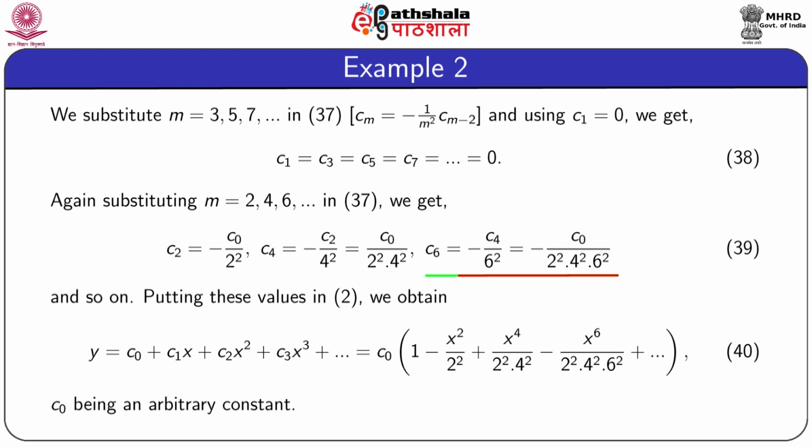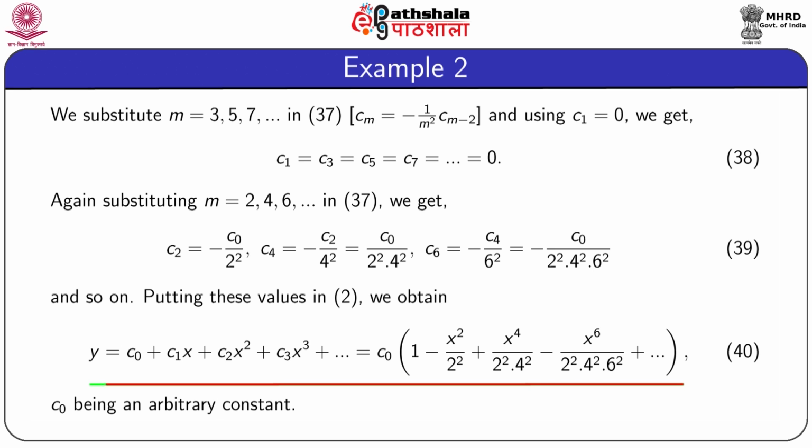And similarly, we can calculate c 6 is equal to minus c 0 divided by 2 square, 4 square, 6 square, and so on. We substitute all these values in equation 2, and we will get y equal to c 0 multiplied by 1 minus x square by 2 square plus x to the power 4 by 2 square 4 square minus x to the power 6 by 2 square 4 square 6 square plus dot dot dot, which is our required solution, and c 0 being an arbitrary constant.